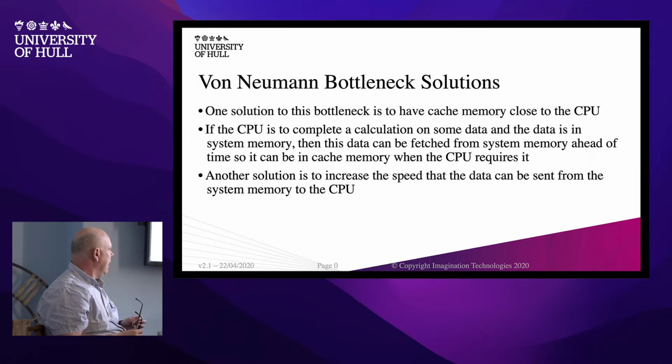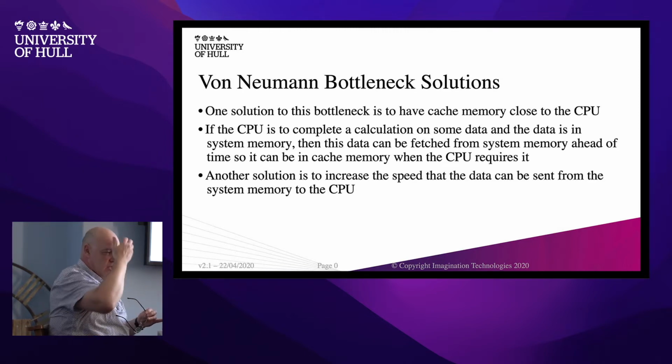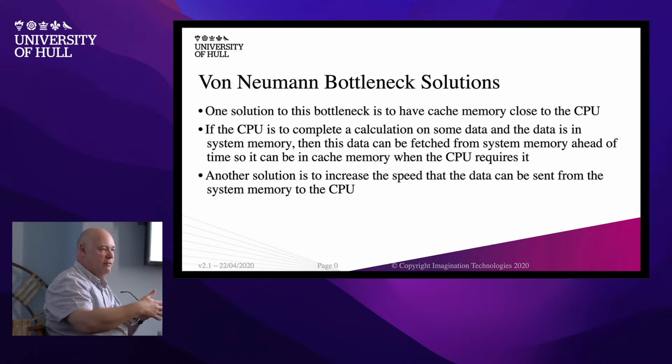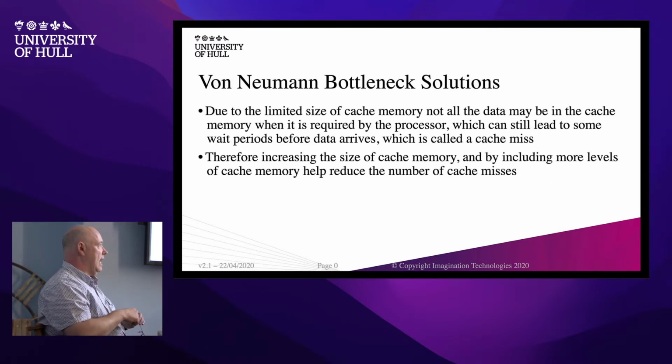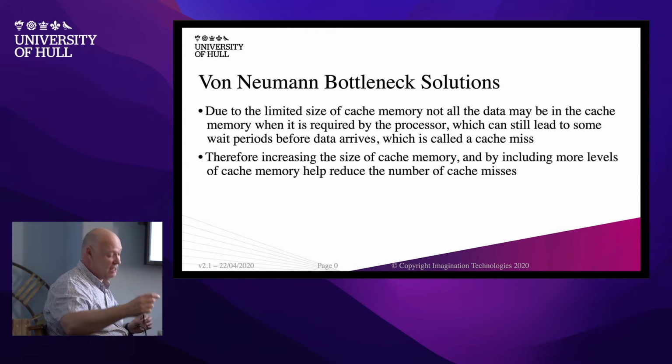Okay. Another solution is, if you can double the bandwidth between the system memory and the CPU, then you can get hold of it twice as quick, and so on. Okay, so there are a few things, but nothing is perfect. And again, cache memory tends to be a heck of a lot smaller than system memory.